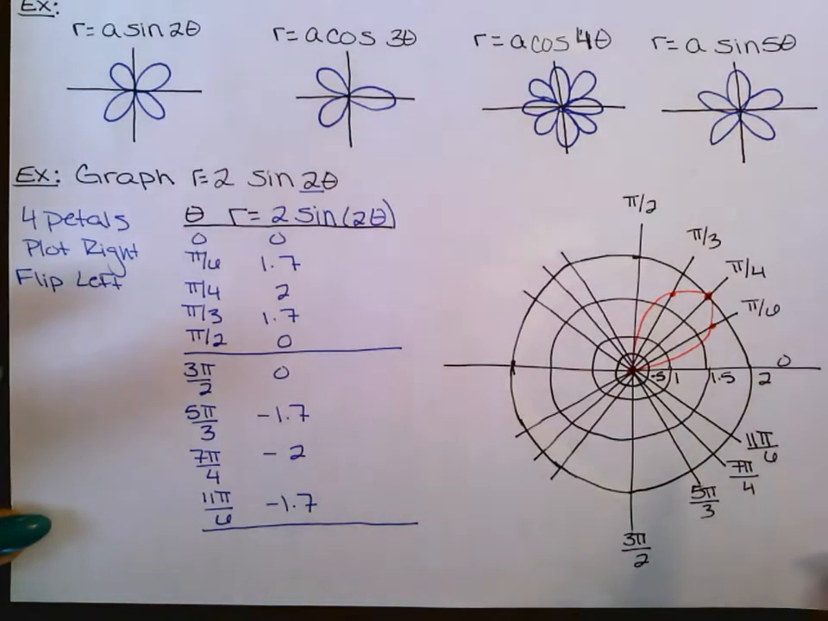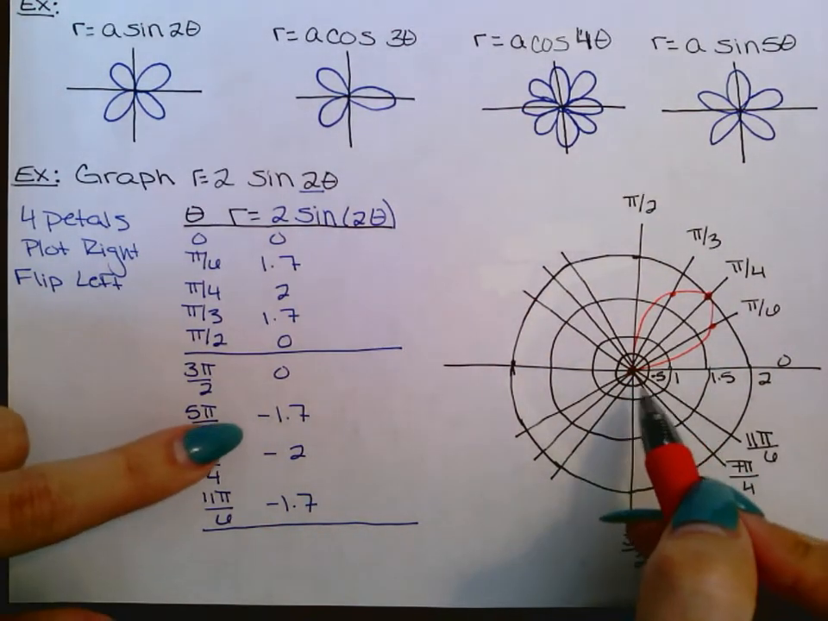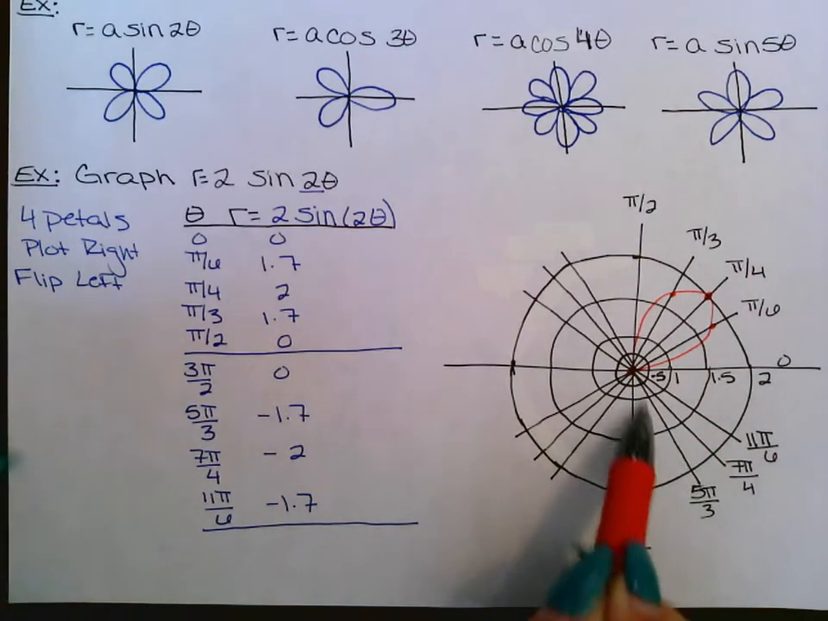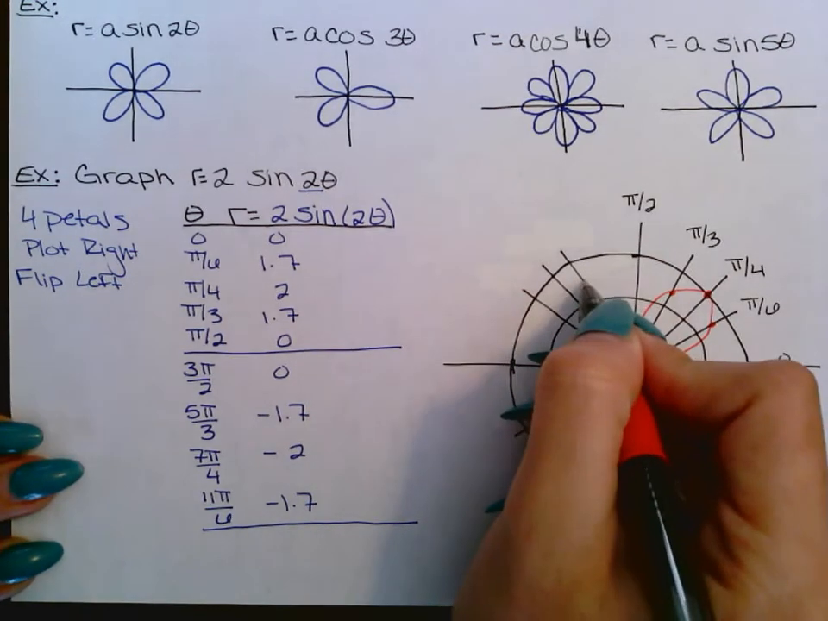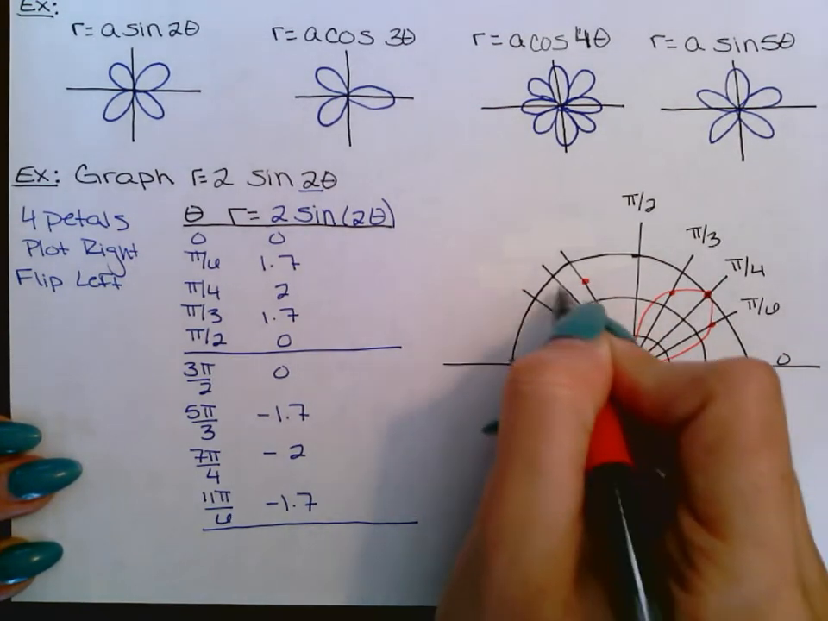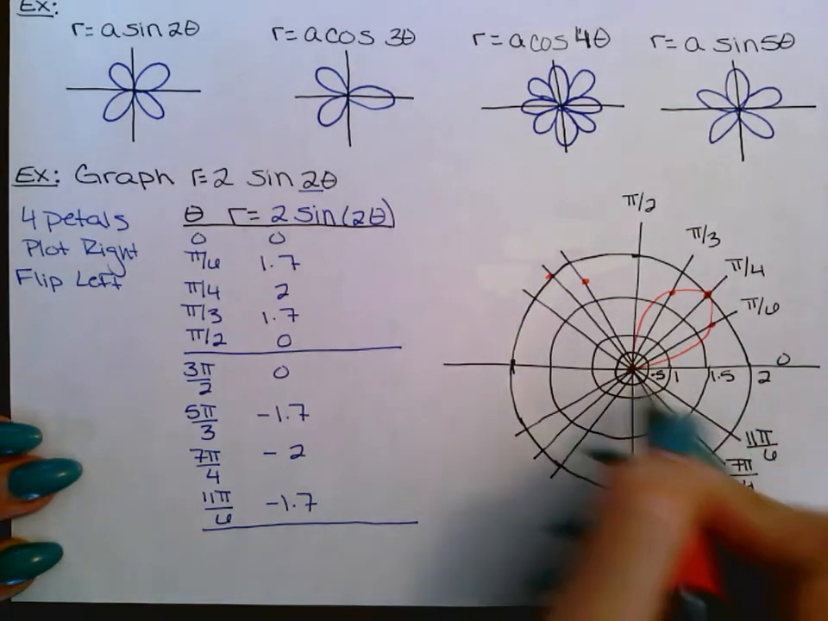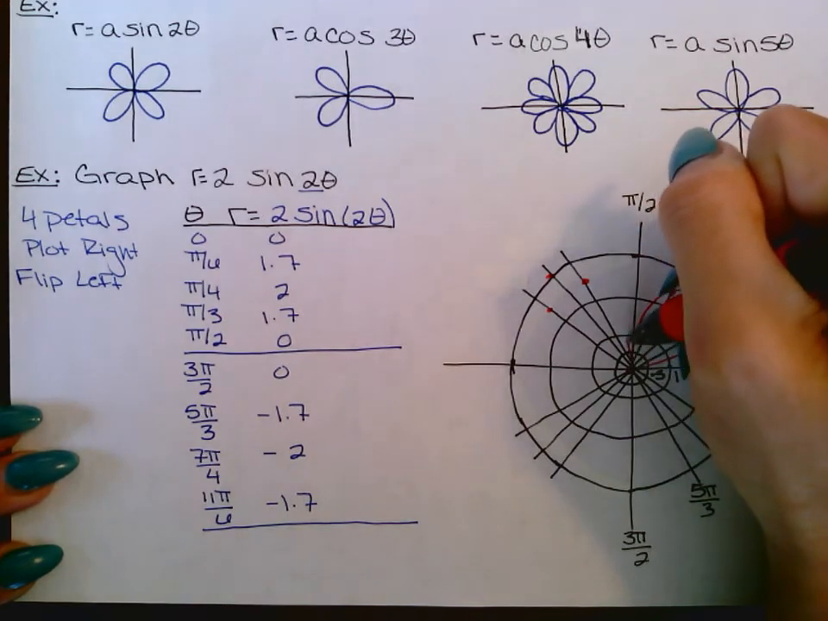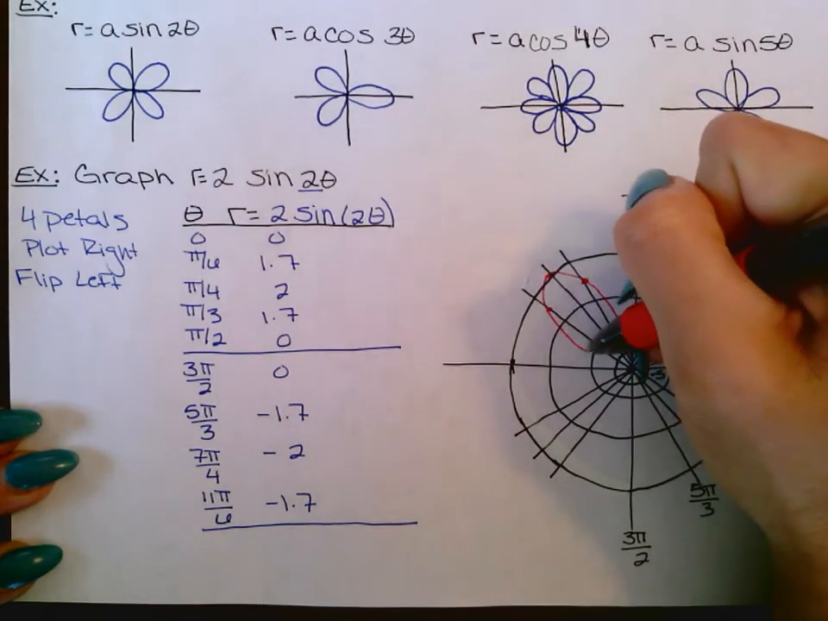Now when I go to draw quadrant 4, I do start off at 0, but notice that I have negative values. So when I get to my pi over 3, which is this one, it's going to go negative 1.7, so it's going to come back around over here. And then the next one is negative 2, so I'm going to come over here. And then for this one, negative 1.7. So even though I plotted in quadrant 4, it gave me my petal in quadrant 2.